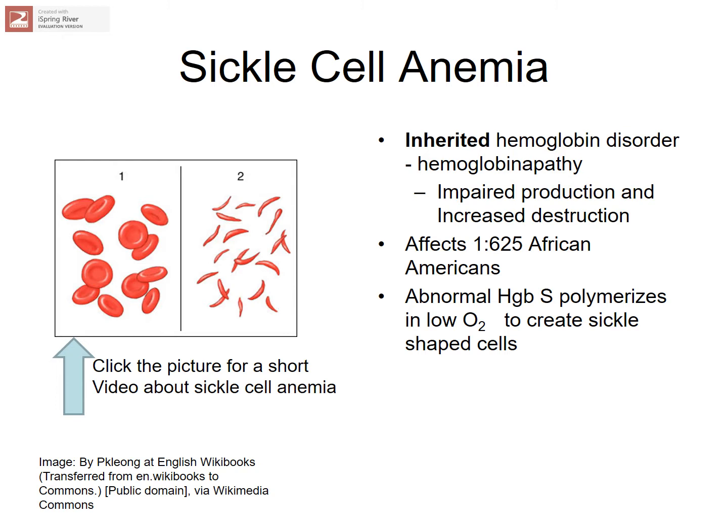This disease affects about 1 in 625 African Americans, people of African descent. There are other ethnic groups where sickle disease or sickle trait might be present. What happens is the hemoglobin, instead of being the normal hemoglobin A, includes a hemoglobin S molecule, and this S molecule polymerizes, or forms chains, in low oxygen tension and creates the sickle shapes, thus the name of the disease, and you can see pictures of this on the slide.